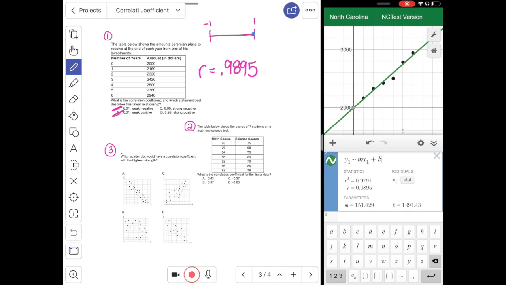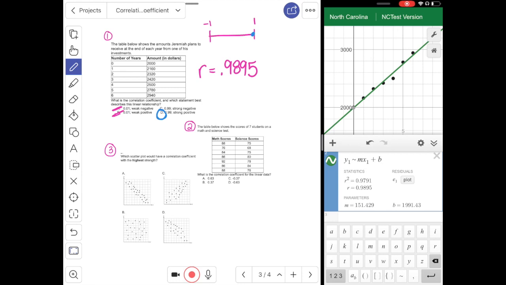So I'm just going to draw a quick number line and plot that point so you can see it visually. You can see that point is close to 1, so therefore it is strong, and it is on the positive side, so it is going to be positive and strong, which makes the correct answer D.